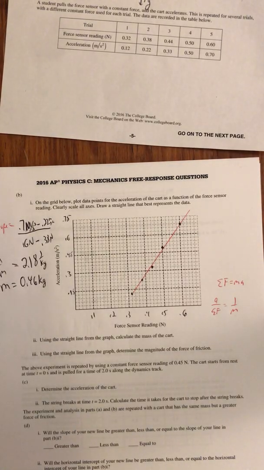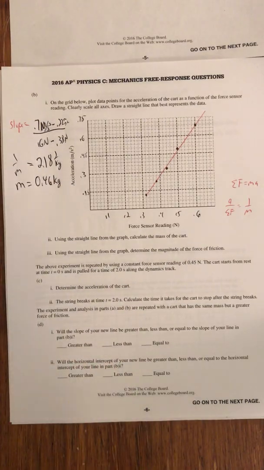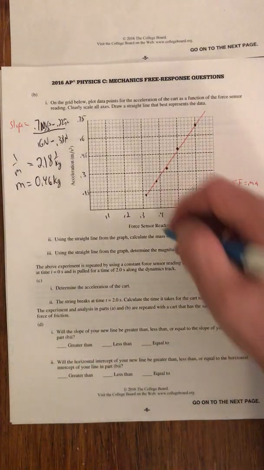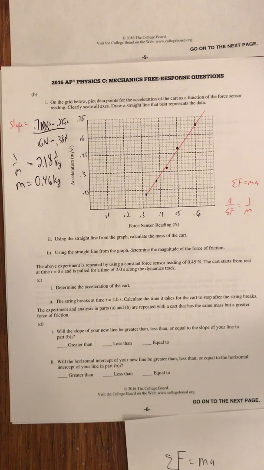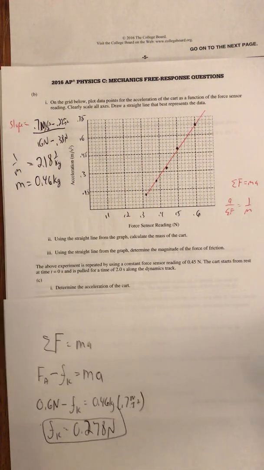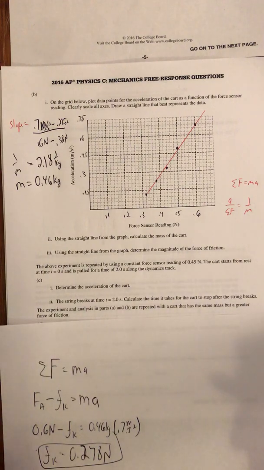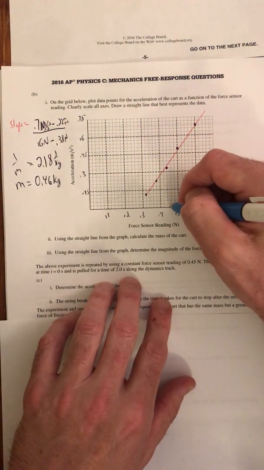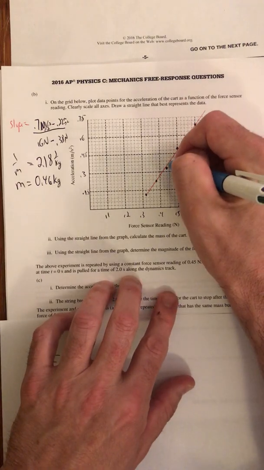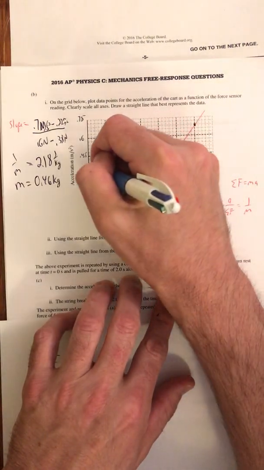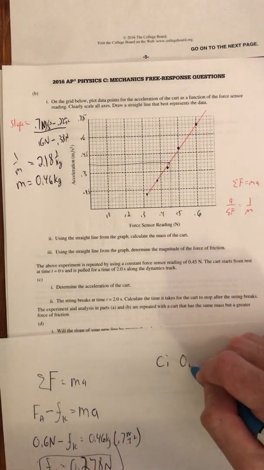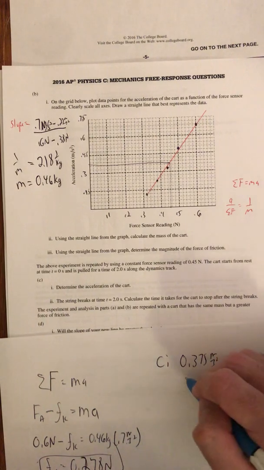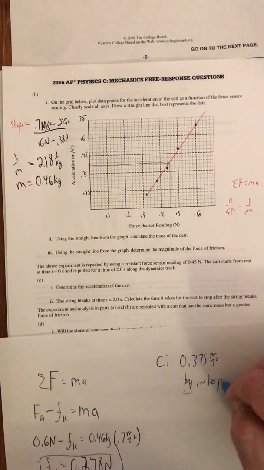The experiment is repeated using a constant force scale reading of 0.45. So in other words, that's here. The cart starts from rest at time 0 and is pulled for a time of 2 seconds. Determine the acceleration of the cart. So I can just interpolate. And so my interpolation is 0.375 meters per second squared by interpolation.